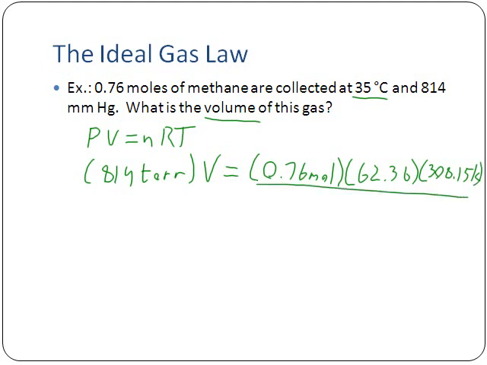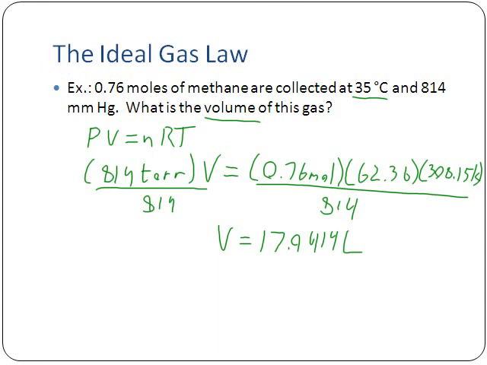So let's divide both sides by what's on the left here, 814, so that we get our volume by itself. And so we would say then multiply it out. So 0.76 times 62.36 times 308.15, then divided by the pressure, 814. And so when we do this, we get a volume of 17.9414. The unit here, we said, is going to have to be in liters. So we know it's liters right here.